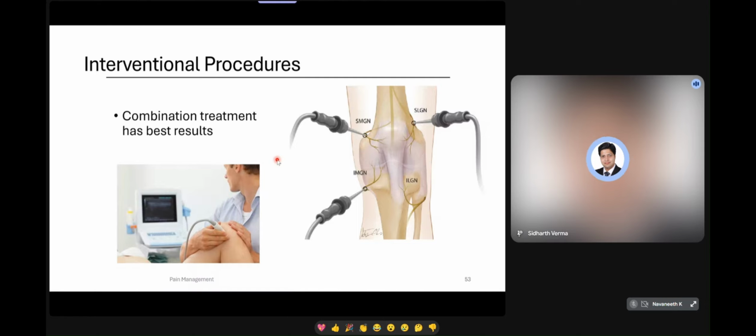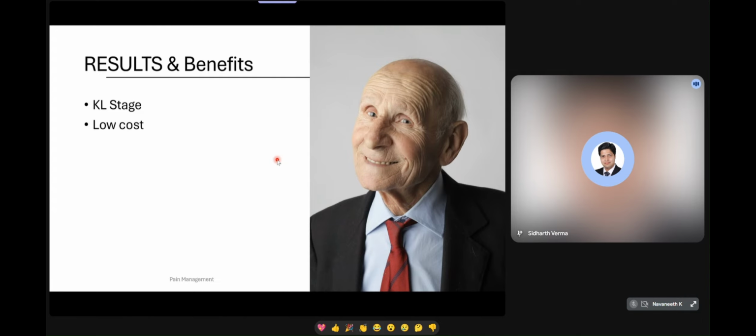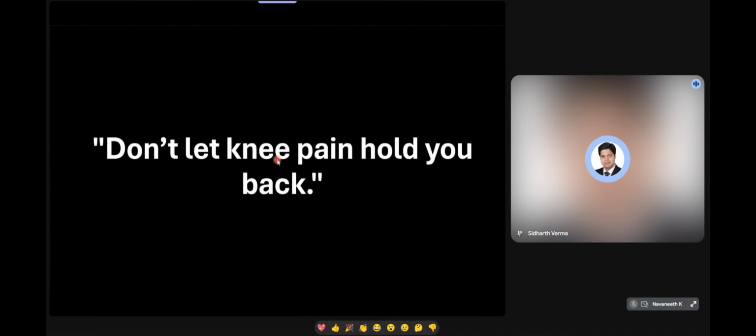So interventional procedures are available, and combination treatment gives good results. And I have not mentioned surgery anywhere because we want to give a surgery free treatment. That is possible if the patient comes in early, and it's not very expensive, can be repeated, and is minimally invasive.